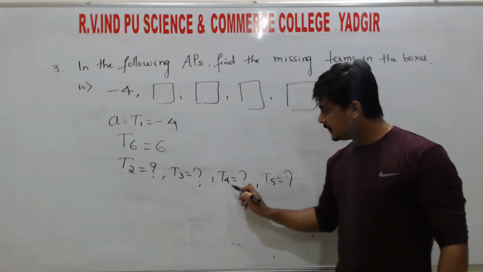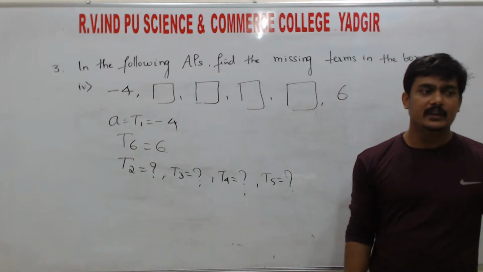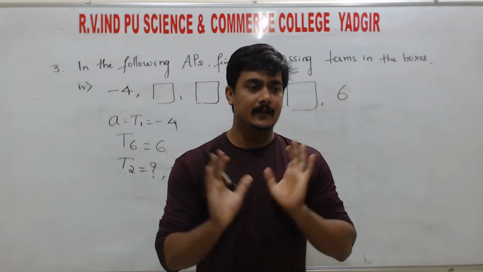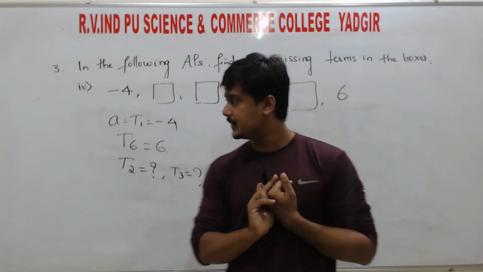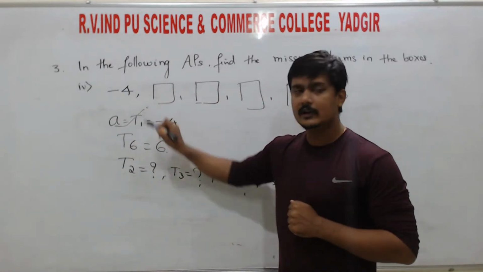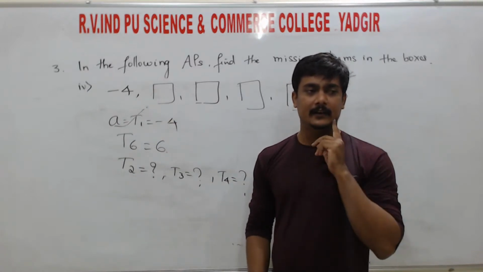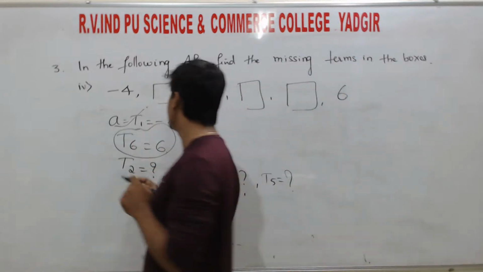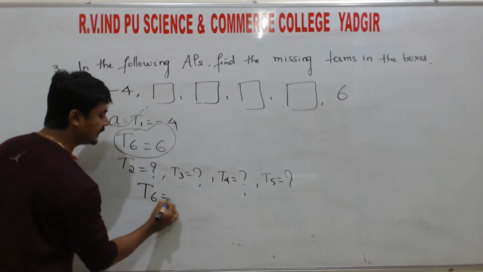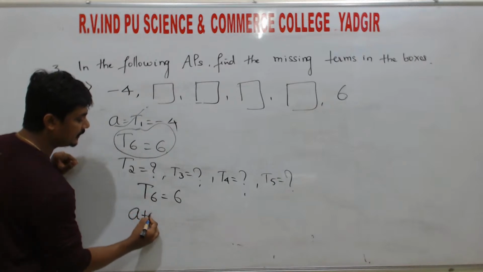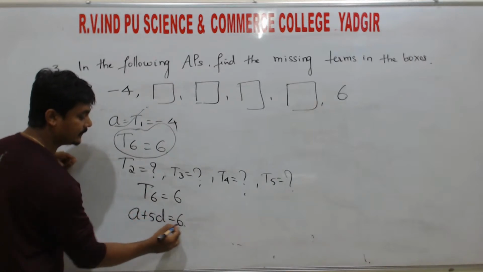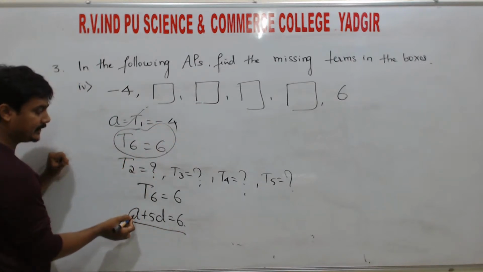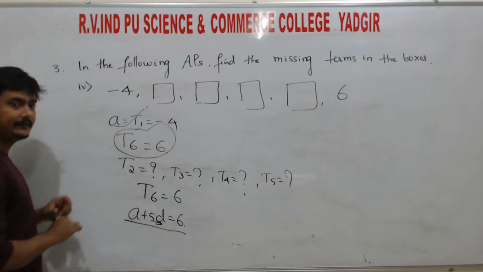To find out any term of the arithmetic progression, as we know, we need to know A value and D value. If we know A and D, our work is done. Do I know A in this question? Yes, I know A value as minus 4. I need to just find out D value. How do I get the D value? Take the help of this T6. T6 is given as 6. What is the T6 formula? It's A plus 5D equals 6. Using this formula, in the place of A, you write down minus 4, you will get D value.